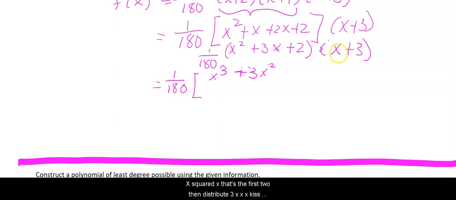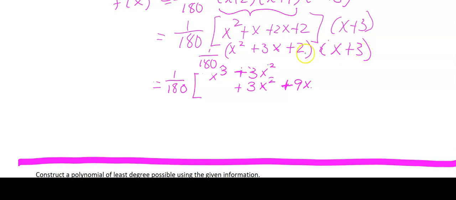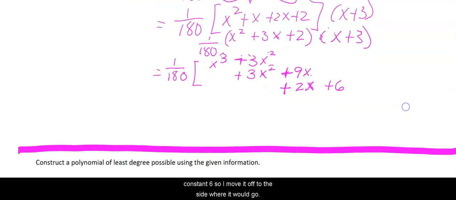Then distribute 3x times x gives me another plus 3x squared, which I'll line up under the first 3x squared. Then 3x times 3 would give me a plus 9x. I don't have any x's left at the moment, so I'll just put it out to the side where it would go in descending order. Then I distribute the 2 over the remaining factor. 2 times x would give me a plus 2x, which again is going to go underneath the other x term. 2 times 3 is 6, but I don't have a constant 6, so I move it off to the side where it would go.